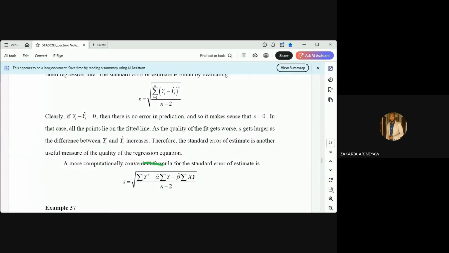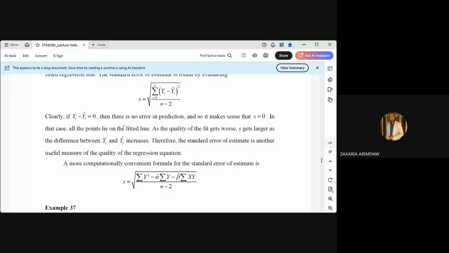Okay, so this is the formula we can use to calculate the standard error of estimate. There's another version of it which is given by this. So if this is not convenient to use, you can use this alternative. These two are different expressions, but they provide you with the same value. So these are two alternative formulas we can apply.